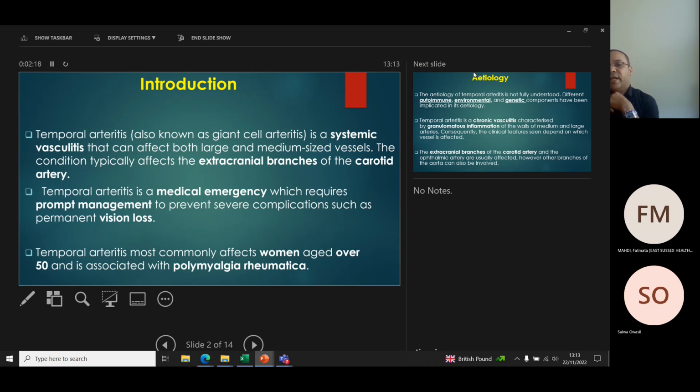Temporal arthritis is more common in women with age more than 50 years old, but that doesn't mean it doesn't occur in the other sex. It can occur in men as well, including middle-aged men, but it's more common in females more than 50 years old, and most commonly it's associated with polymyalgia rheumatica. 50% of the patients with polymyalgia rheumatica may present with giant cell arthritis.